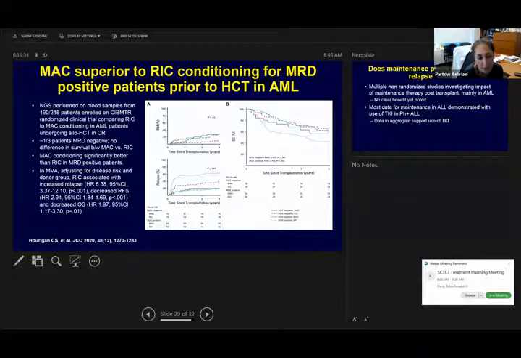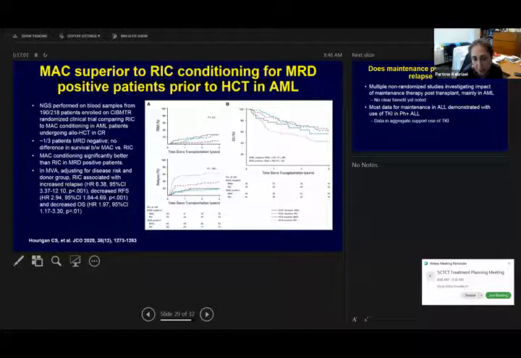But if you look at patients who were MRD positive, there was a significant benefit to using a myeloablative conditioning regimen. I think the other take home here, though, is still to remember that there is significantly less non-relapse mortality with the use of reduced intensity conditioning regimen. That's shown in panel A.